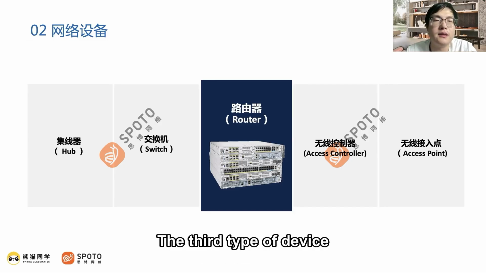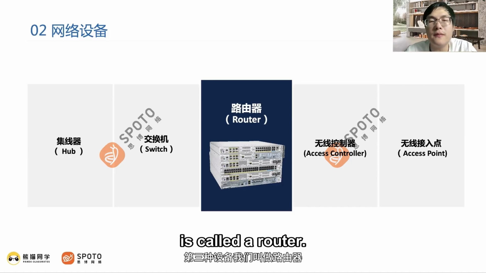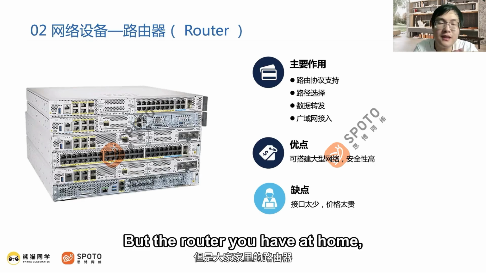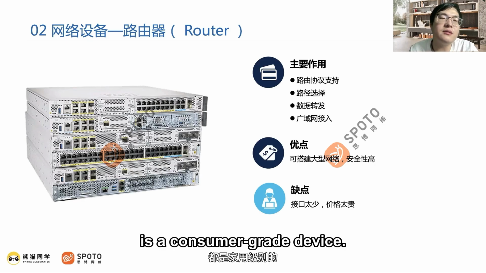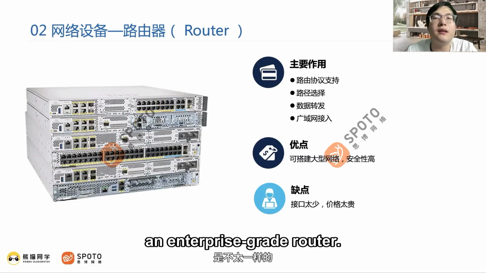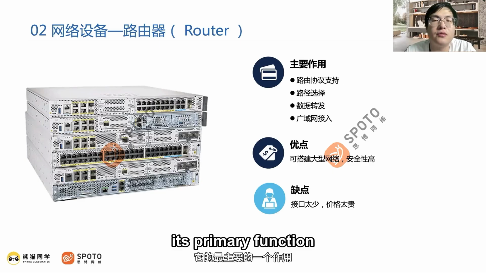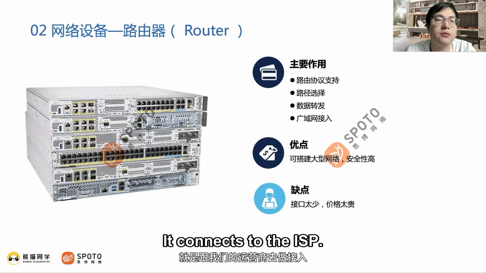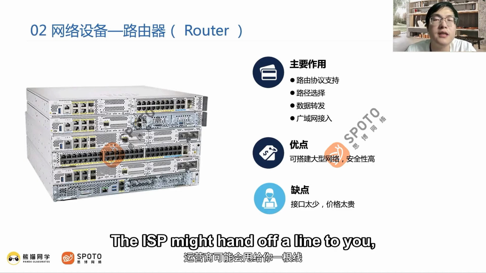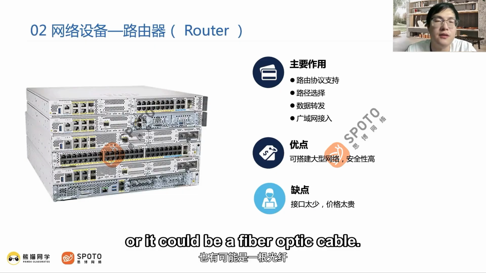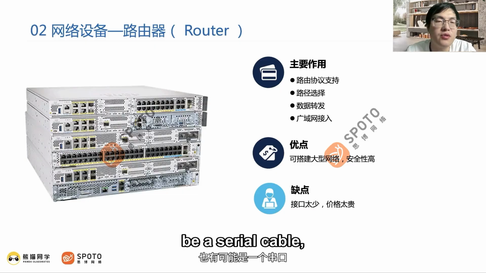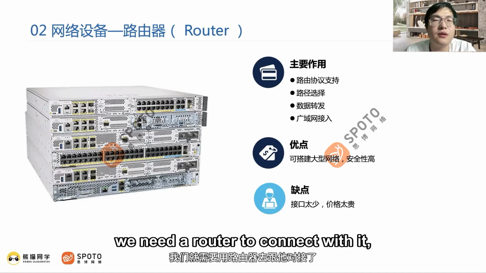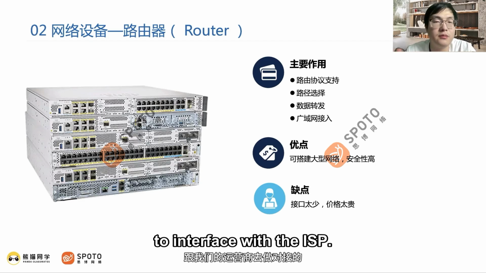The third type of device is called a router. Everyone has one, but the router you have at home is a consumer-grade device. It's quite different from an enterprise-grade router. This enterprise router's primary function is to connect to the WAN. It connects to the ISP. The ISP might hand off a line to you. This line could be Ethernet, or a fiber optic cable, or a serial cable, or other types. Anyway, you'll get a line. At this point, we need a router to interface with the ISP.